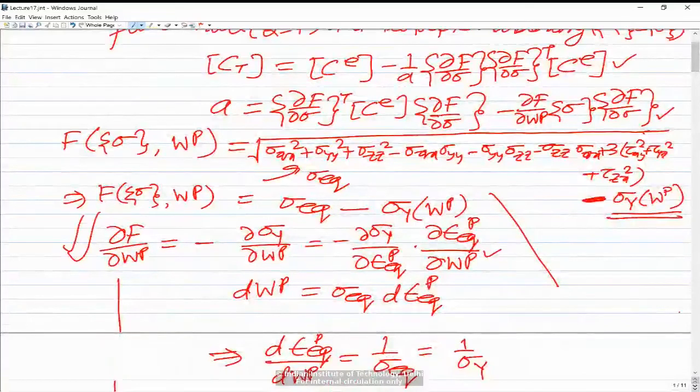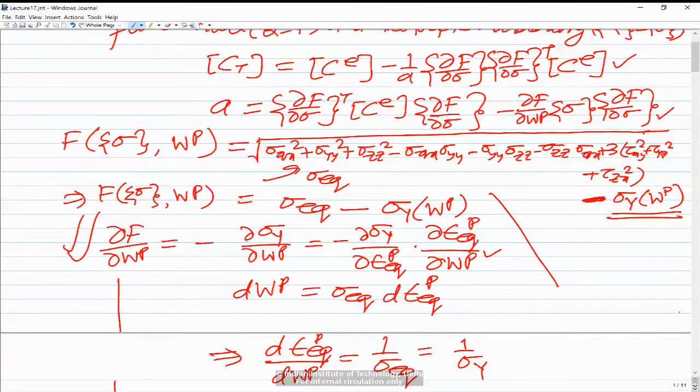We defined F equal to sigma equivalent minus sigma y, which is a function of plastic work. Then we have defined d of epsilon equivalent p divided by d of wp is equal to 1 by sigma equivalent, and then sigma equivalent is equal to sigma y.